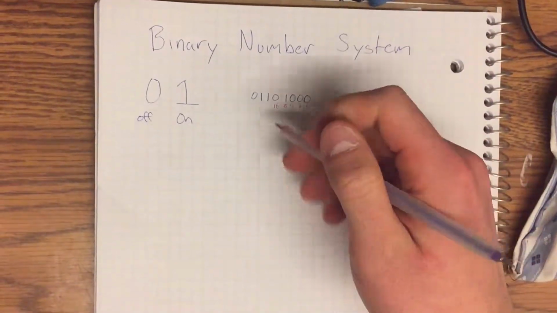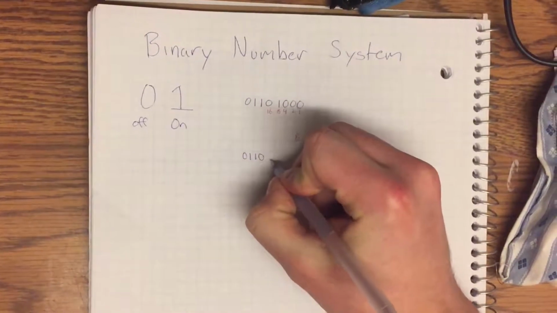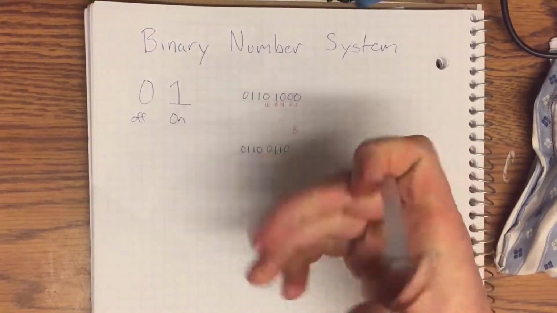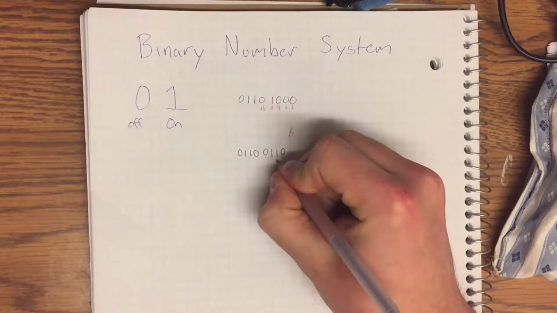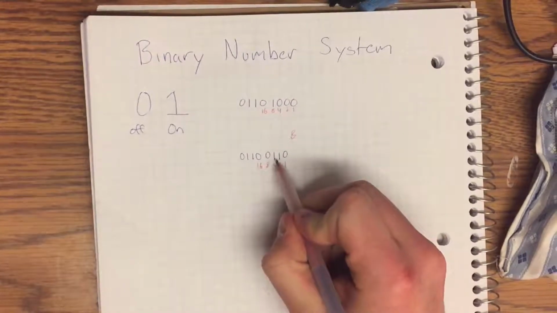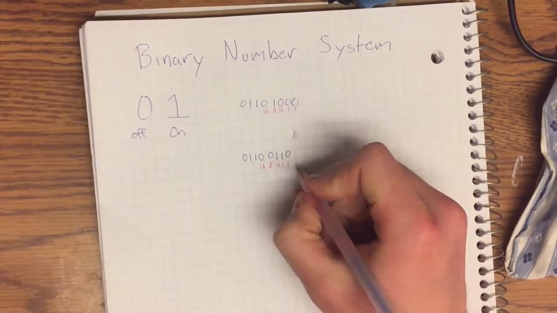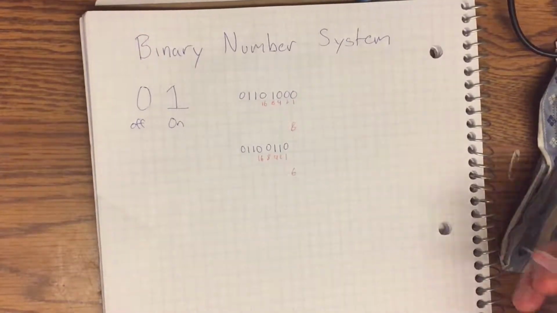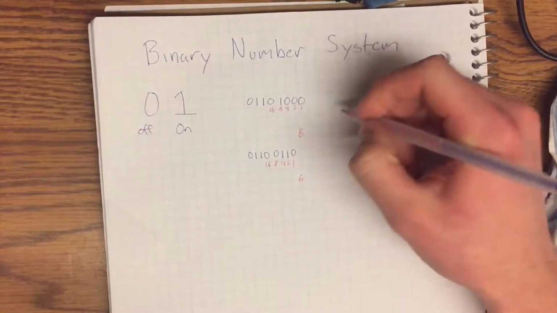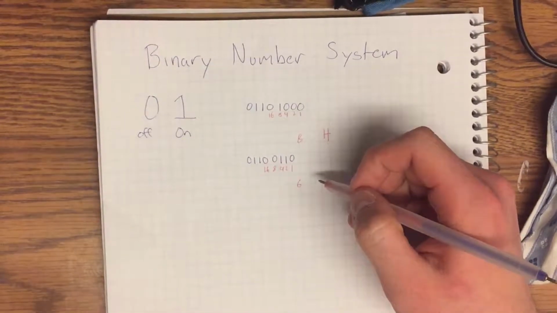Another example would be 0, 1, 1, 0, 0, 1, 1, 0. So you're going to start 1, 2, 4, 8, and 16. Since there are two 1s, 2 and 4 are on, so this is going to mean a 6. And these translate to letters in the alphabet. So the 8th letter in the alphabet is going to be an H, and the 6th letter in the alphabet is going to be an F.